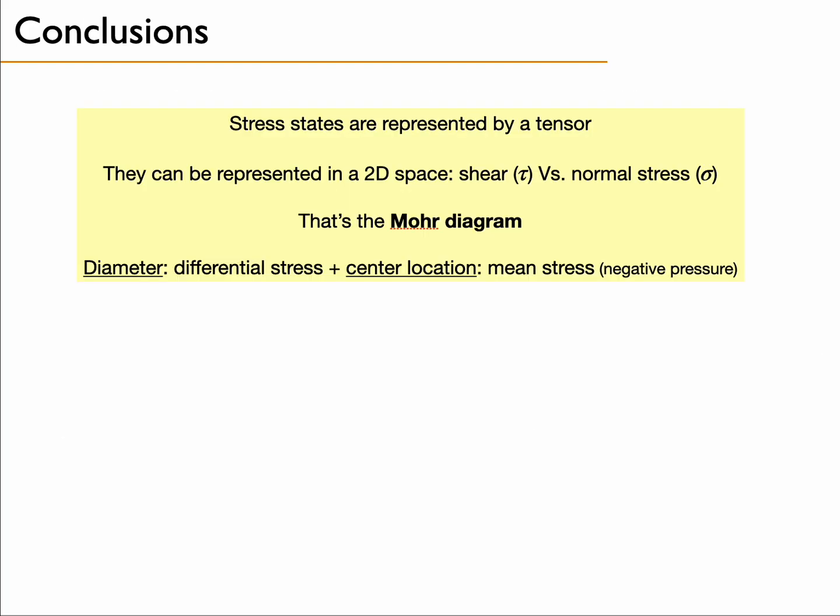So as a conclusion for the first part of this lecture on frictional plasticity, what I want you to remember is that stress states are represented by a tensor, but they can be represented in a 2D space, shear stress versus normal stress. That applies to 2D stress states, but also to 3D stress states. That's called the Mohr diagram. It has a diameter, which is the differential stress, and the location of the center corresponds to the magnitude of the mean stress. It's the negative pressure.